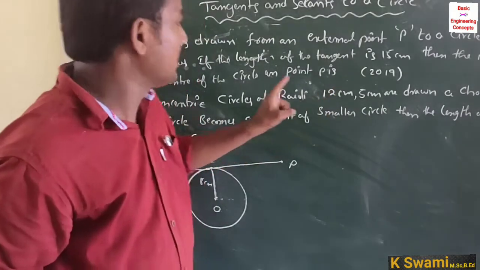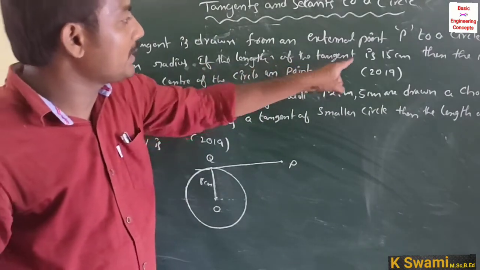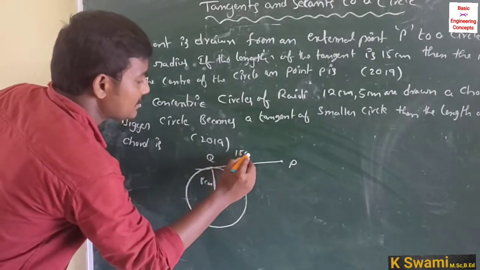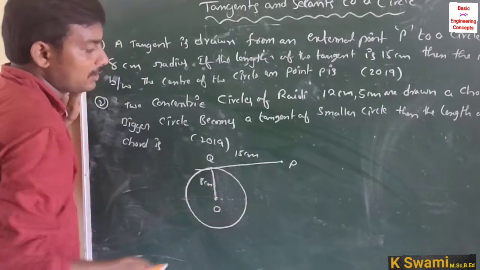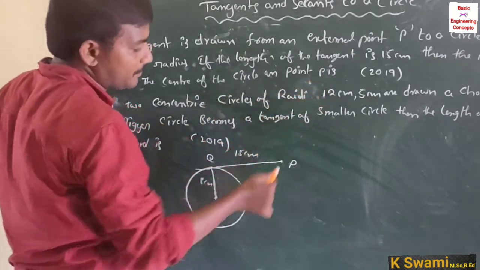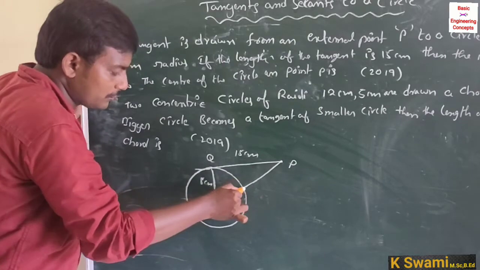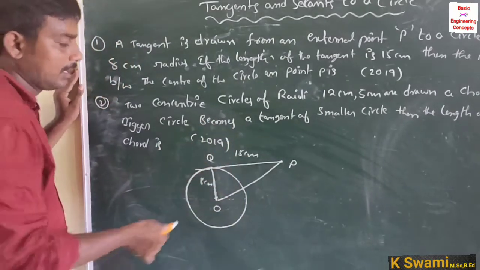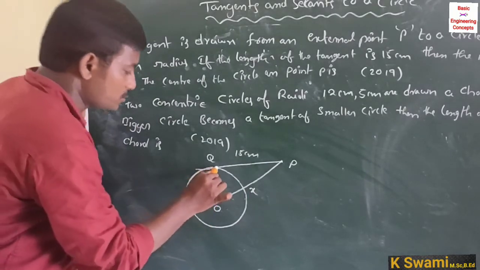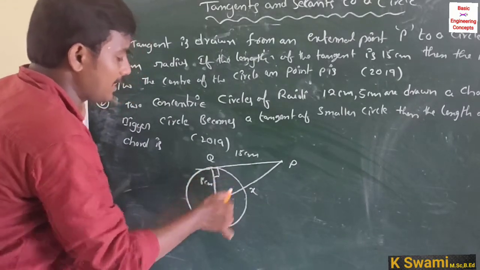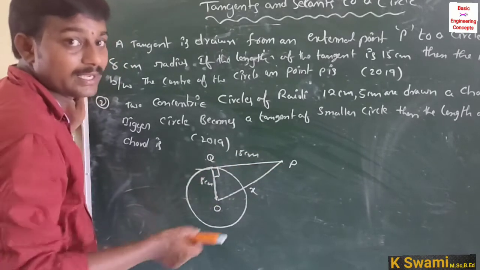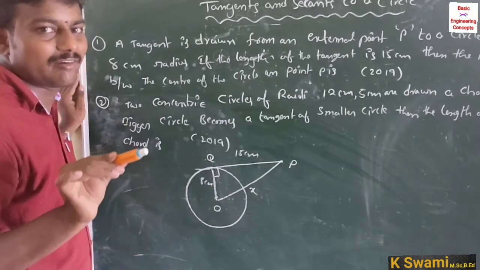And if the length of the tangent is 15 centimeters, find the distance from the center to the point P. Let this distance be small x. So we know that it is a right angle triangle. OQP is a right triangle.